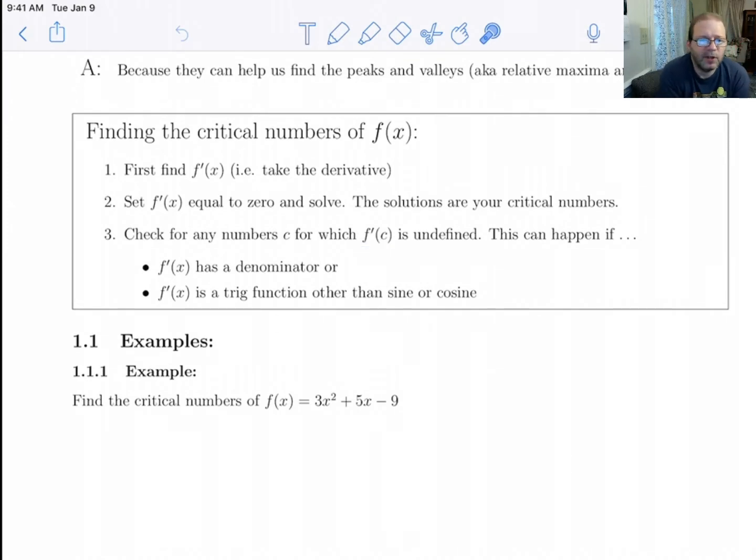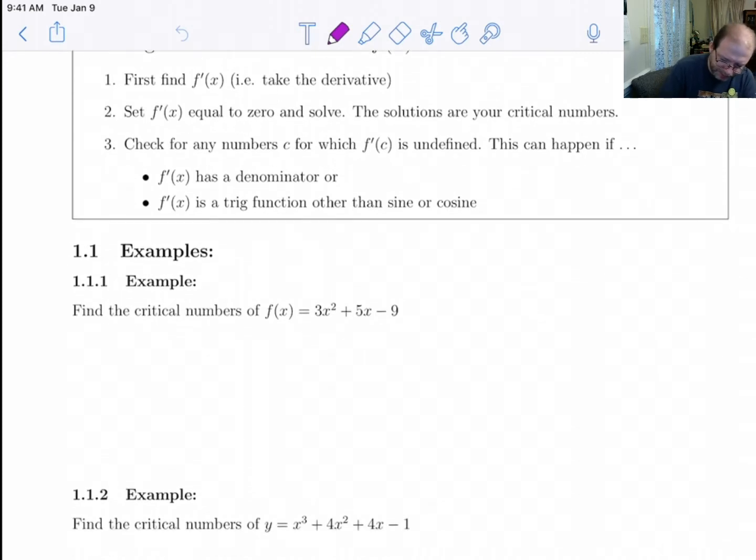And the most common reason for that to happen is if your function has a denominator. Any value that makes that denominator 0 is going to be a critical number. And sometimes if you have a trig function, you might have some other values that make it undefined. So let's do some examples. This first example we've got is a parabola. Find the critical numbers of this parabola.